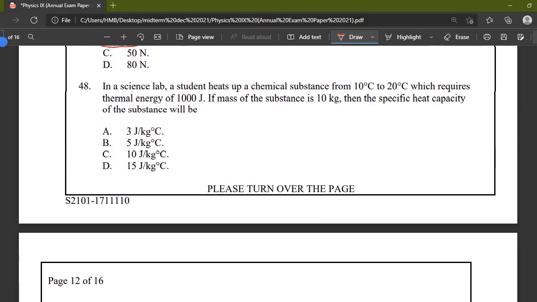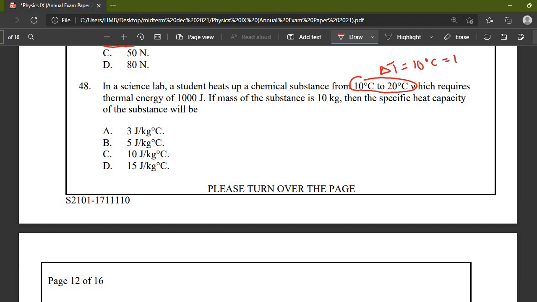Let's see question number 48. In the science lab, a student heats up a substance from 10 degrees to 20 degrees. So we have the change in temperature, that is 10 degree centigrade or 10 Kelvin. Then we have the thermal energy of 1000 joules, that is the Q. If the mass of the substance is 10 kilogram, we have to find out the specific heat capacity.